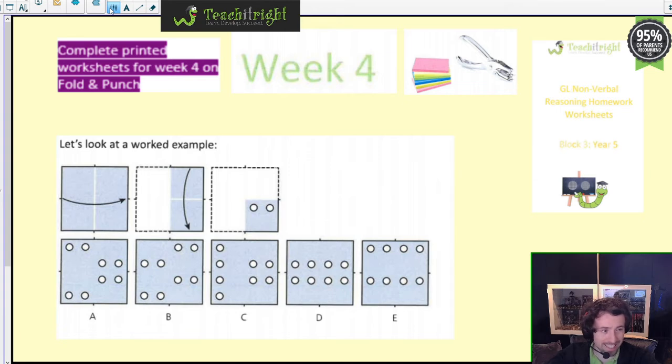Obviously, what we've got up next is the second half. It's fold and punch. Fold and punch is one of my favourite topics. I'm going to go through this worked example question with you now. Then, of course, up next, I'll show you the quick mark section, and then we'll go through and do a more detailed rundown of all the questions.